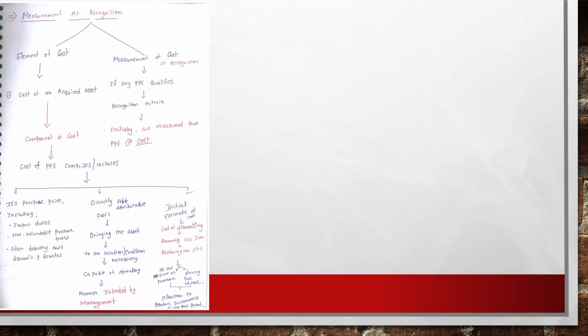And yes, in the previous class we have completed measurement and recognition and what costs are included there. So I just want to recap those previous costs: what are the elements of cost and what is the measurement of cost at recognition. At recognition, if any PPE qualifies the recognition criteria, we measure that PPE at cost. We are wrapping this up as a summary now. I hope you understand. I have given a detailed explanation in the previous video.